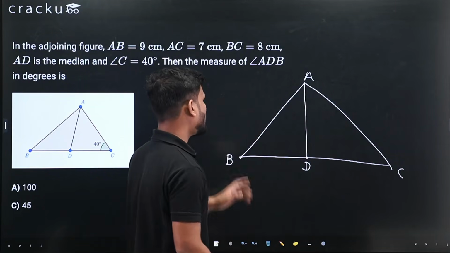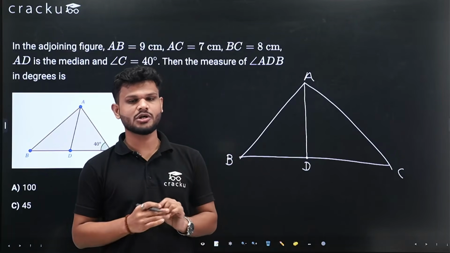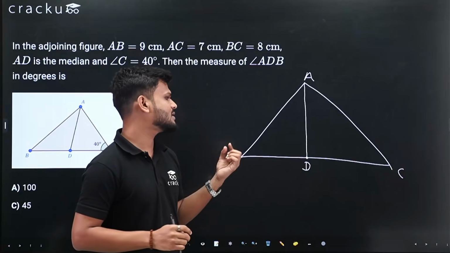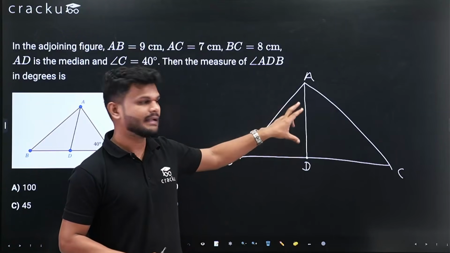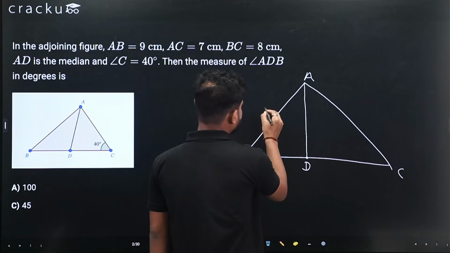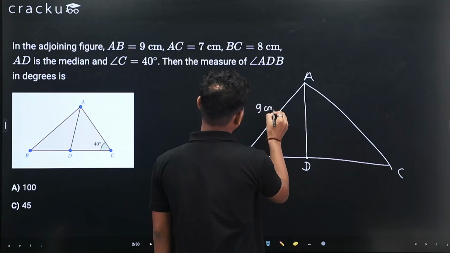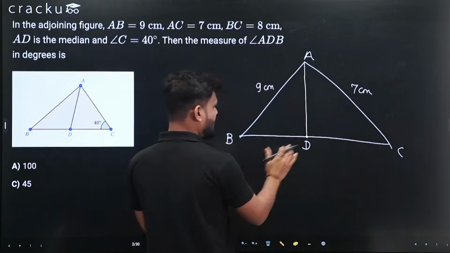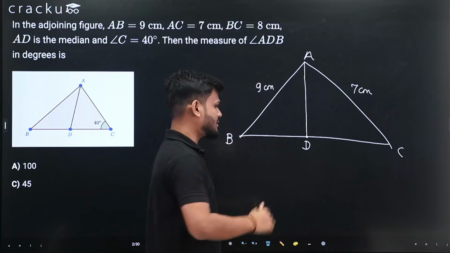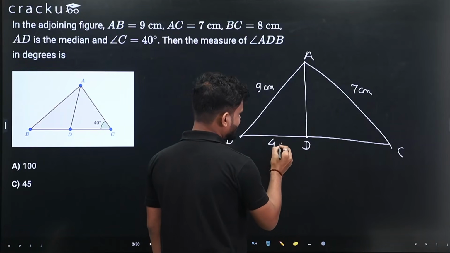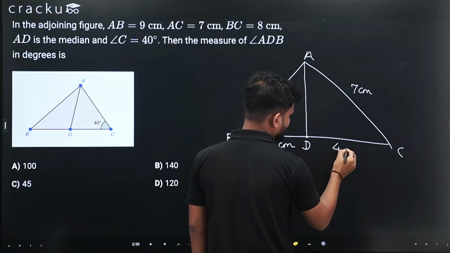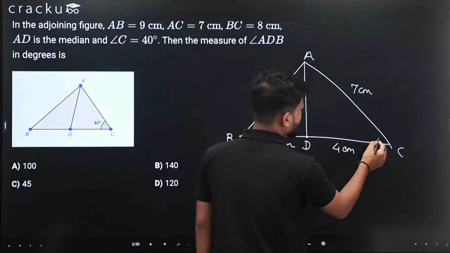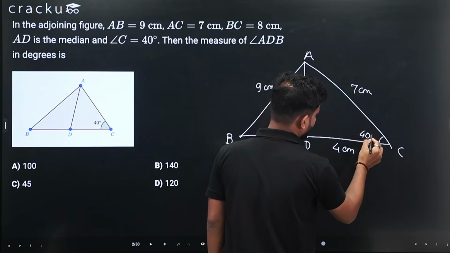Now whenever the median is given, what should come to your mind? Apollonius theorem should come to your mind. Why? Because using Apollonius theorem we can find the length of the median. Now AB is given as 9 centimeter, AC is given as 7 centimeter and BC is given as 8 centimeter. So from here I can write BD is 4 centimeter and CD is 4 centimeter. Why? D is the midpoint of BC. This angle is given as 40 degree.